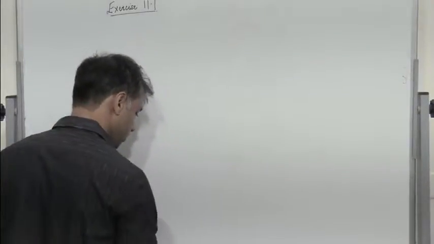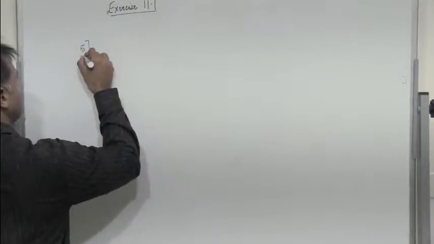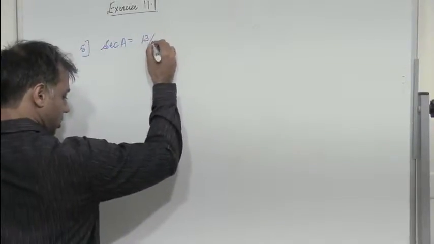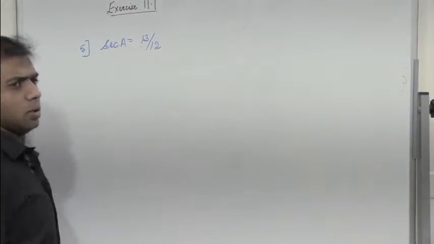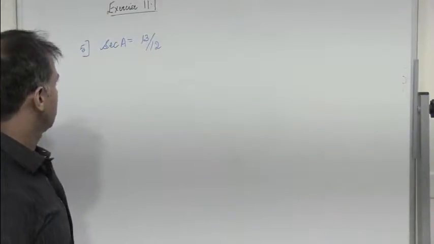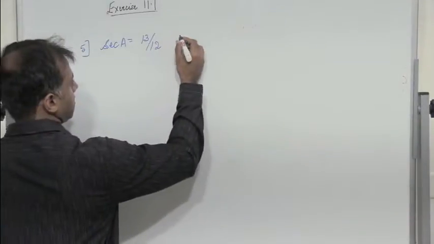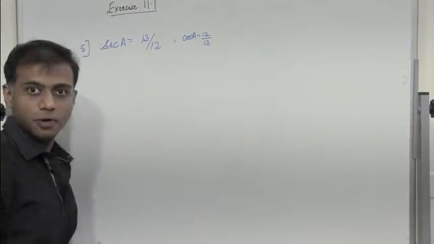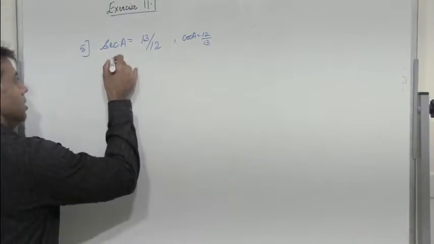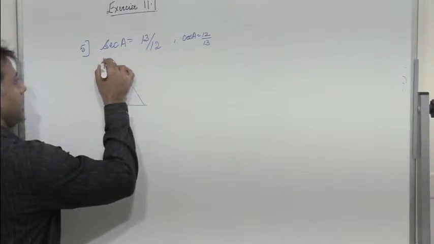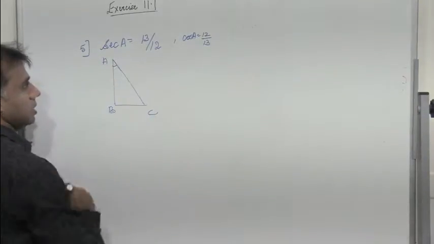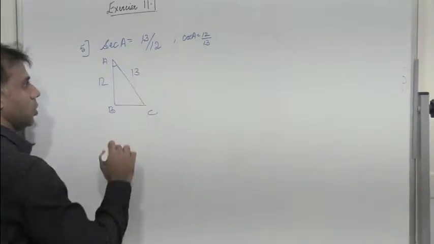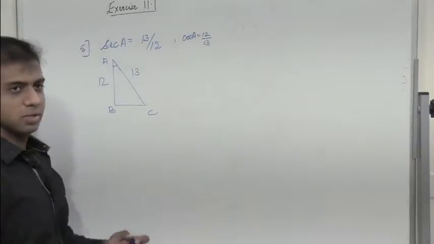So now let's go to problem 5. Given secant A is 13 by 12, so I need to find all the other ratios. Okay? So secant A is 13 by 12 means cos A is 12 by 13. So we have already found one of them. So let me draw this right angle triangle ABC. Angle A here. So what is cos A? Cos A is adjacent side by hypotenuse. The adjacent side is 12, hypotenuse is 13.